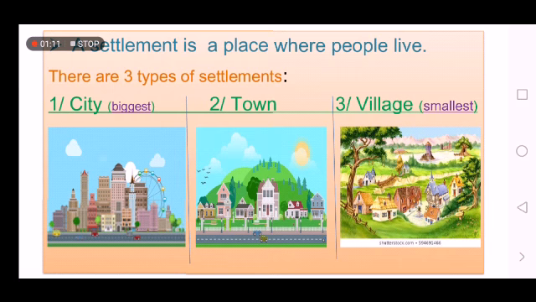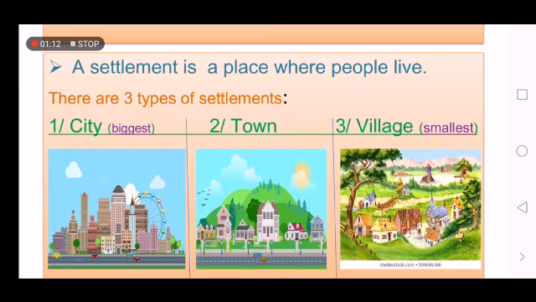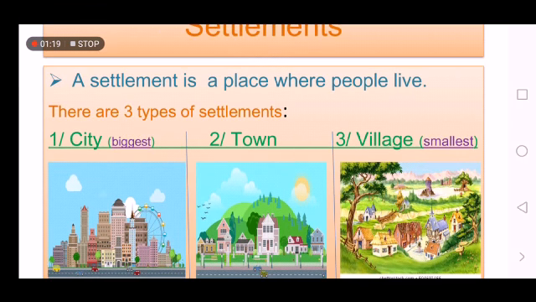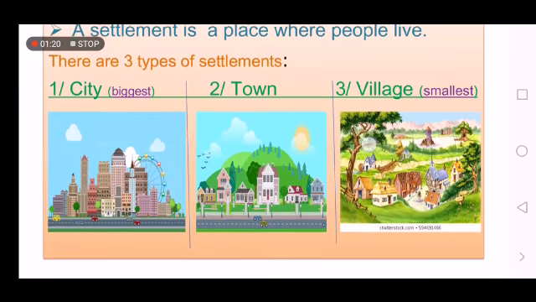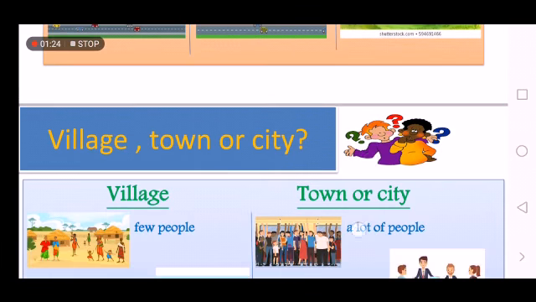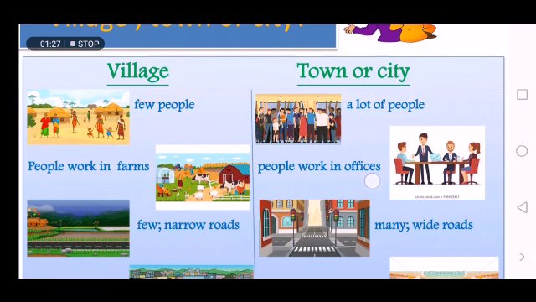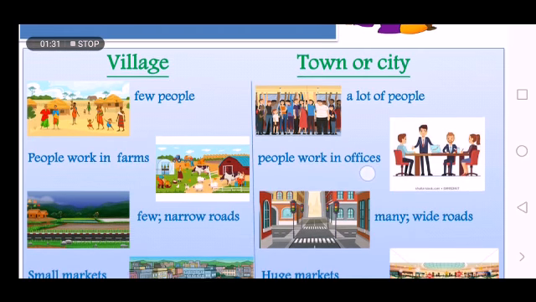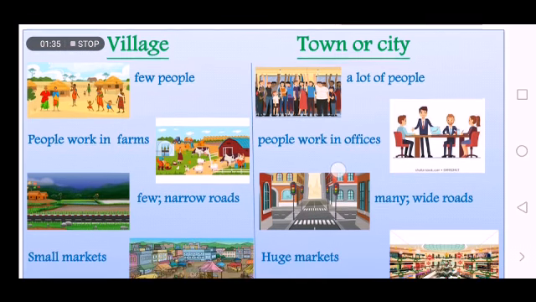So the three types of settlements are city, town, and village. Here we can see the difference between village and town or city. I said town or city because they are close to each other. They look like each other, while a village is different.